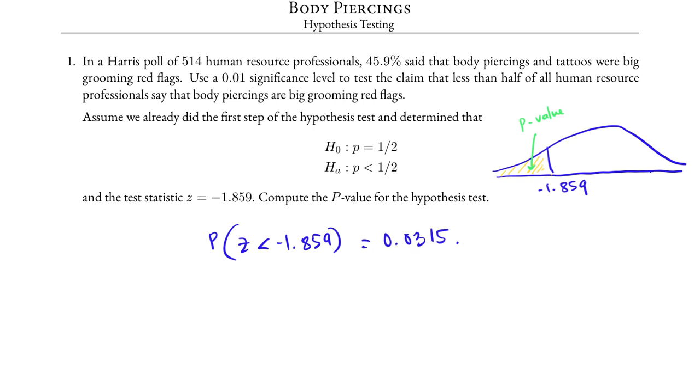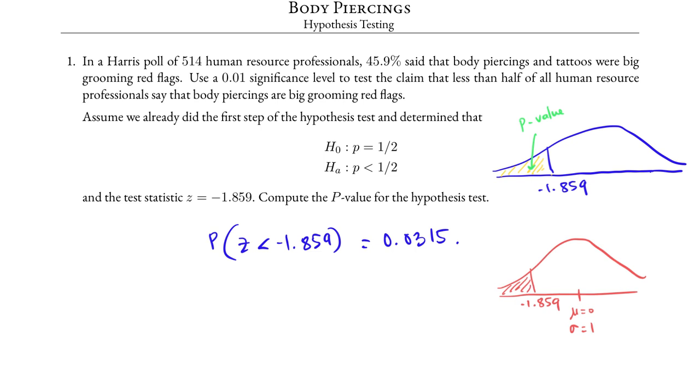0.0315. Remember that this is the z-score, so to find the corresponding probability, we would need to use the standard normal distribution. If we use StatCrunch calculator, then we would need to indicate that the mean is 0, the standard deviation is 1, with the z-score of negative 1.859, and we're looking for the area on the left-hand side.